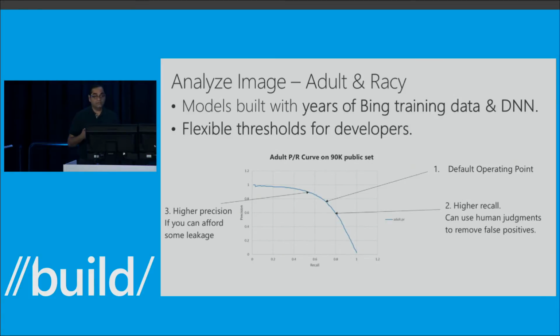Or on the other hand, you can say that I just want higher precision. I don't want to block anybody who may not be adult, like false negatives. In that case, you will end up having some leakage.